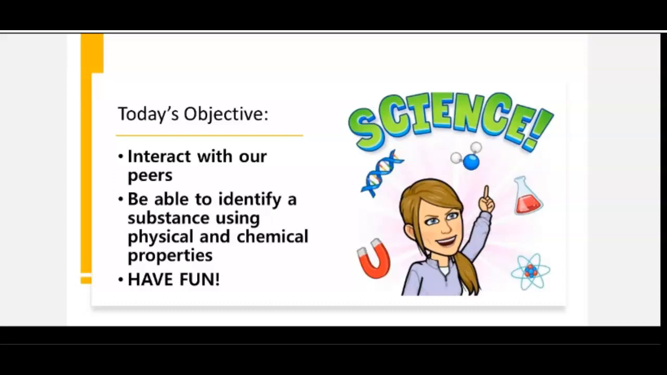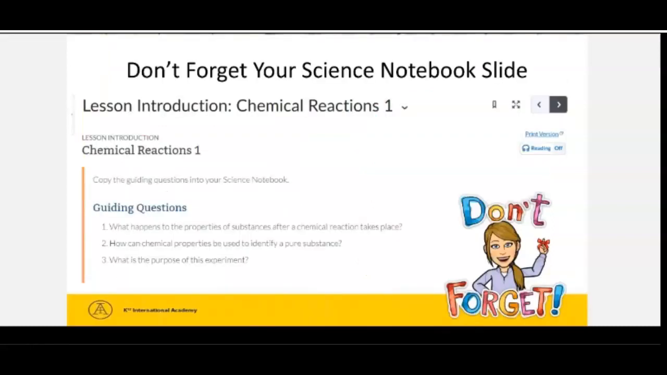All right, so our objective today is we're going to interact with each other, work together to complete this lab, and just be able to identify a substance using physical and chemical properties. All right, so don't forget that in your science notebook for this lesson, you have 3 guiding questions to answer, and there are notes to take. So there's always the laboratory portion of the lesson. And that gives you some helpful information, not only content you need to learn in the unit, but also to help you understand how to answer the lab questions.